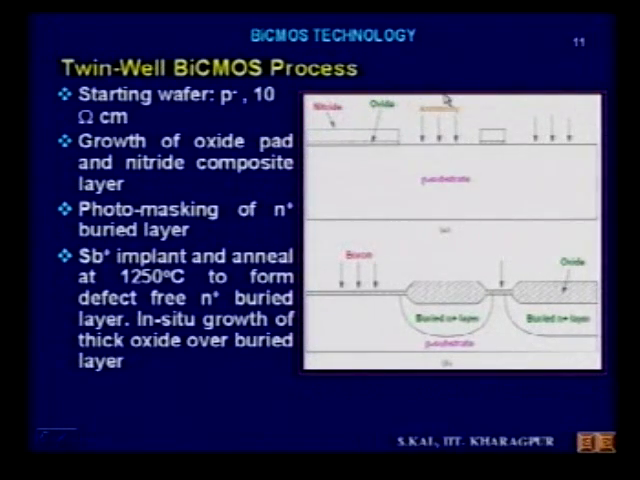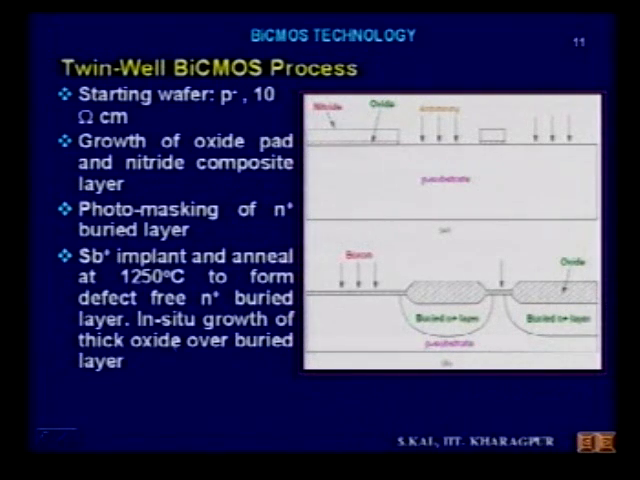So after antimony implantation, then anneal at 1250 degrees centigrade to form defect free N plus buried layer. Sb implant and anneal to form defect free N plus buried layer. That is defect free N plus buried layer.